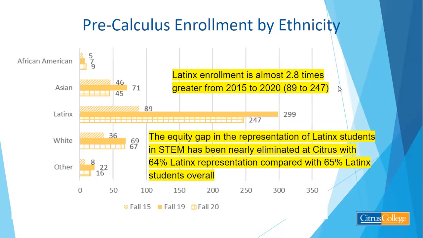Other results that we're excited by is just pure enrollment, letting them in, right? Having an open access pre-calculus course. Latinx enrollment has grown 2.8 times from 2015 to 2020, at 247. And one of the really exciting gaps that we've closed is the representation of Latinx students in our STEM courses, which is now 64% Latinx, whereas the total overall student enrollment of Latinx is 65% at the campus. So very excited for the representation of Latinx students in our STEM program.